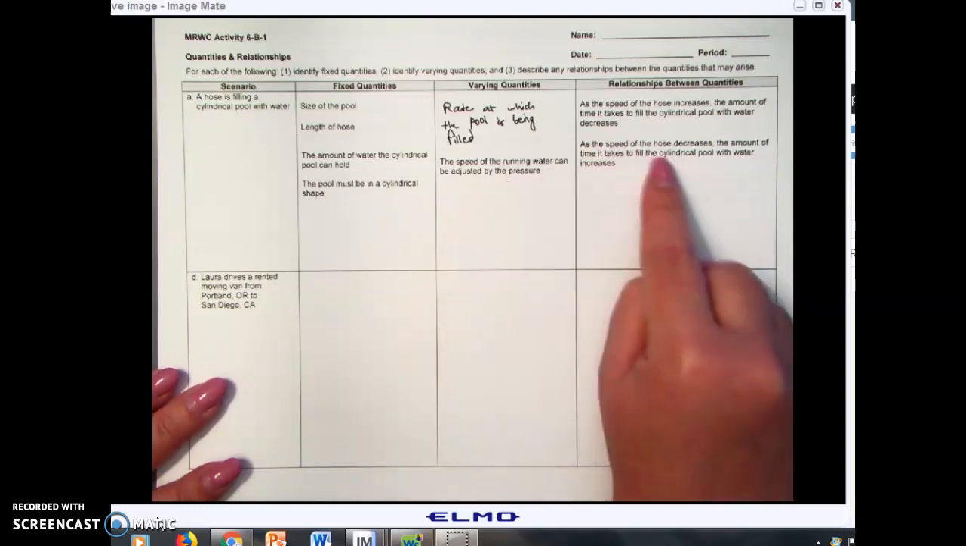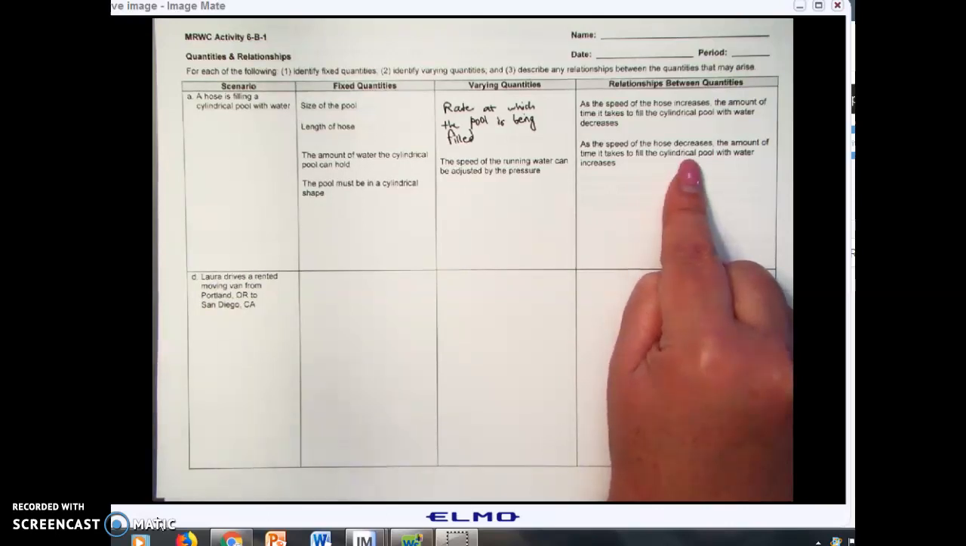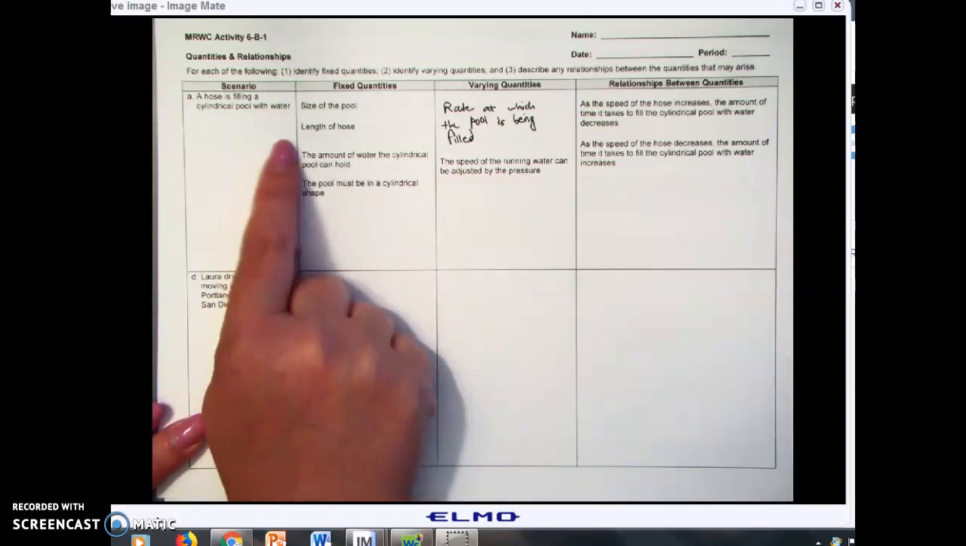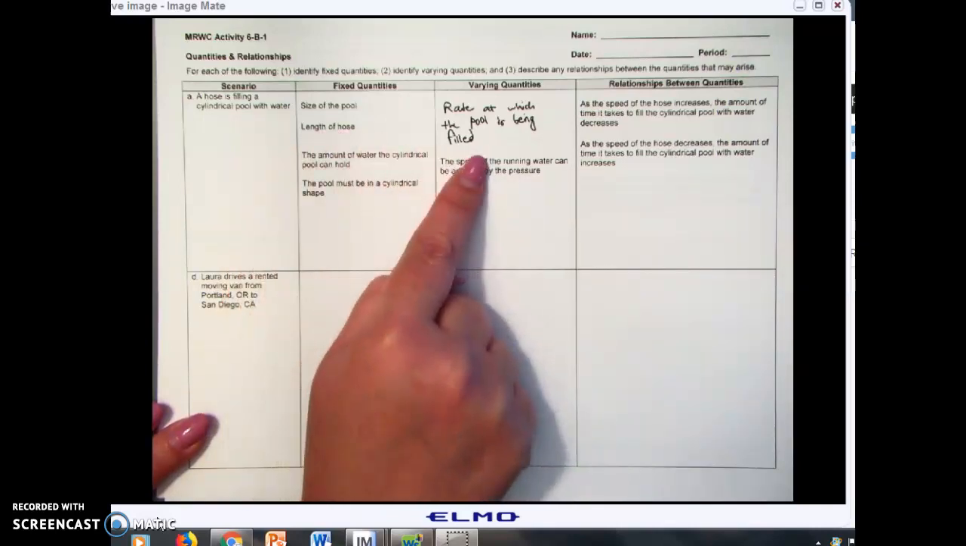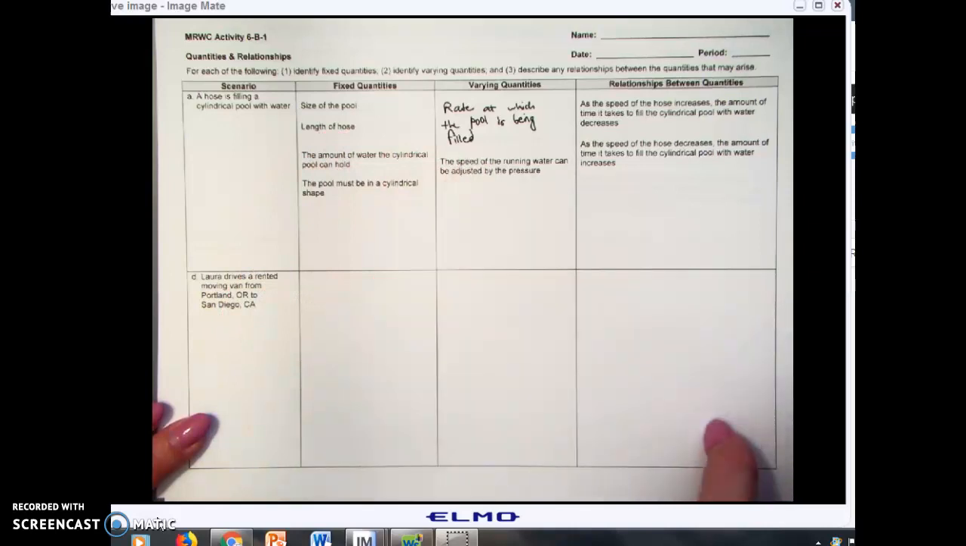Okay. So then somebody wrote that as the speed of the water coming out of the hose increases, the amount of time it takes to fill the cylindrical pool with water decreases. So it becomes faster to fill it up. And as the water slows down, the amount of time that it takes to fill the pool with water is going to increase. So that is the relationship between the size of the pool and the rate of the water, the relationship between the two.